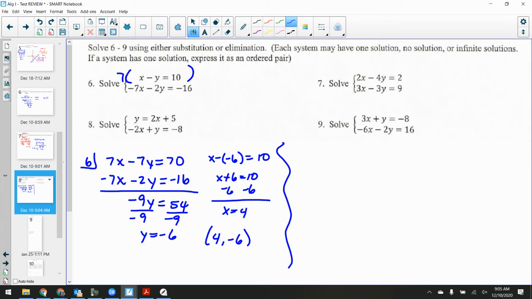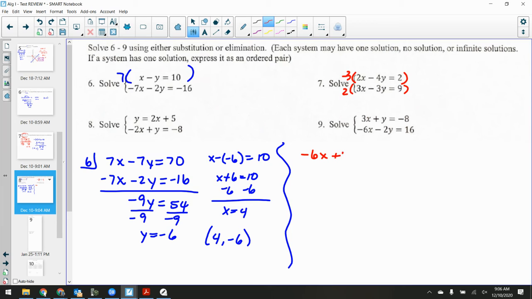Number 7. I would do number 7 by elimination again. I am going to multiply the top by, well, let's eliminate x's. Negative 3, the bottom by 2. I could have done the bottom by negative. Honestly, there's a lot of different ways I could have done this problem, all the same difficulty. I just picked the x's and I picked the top to be negative.